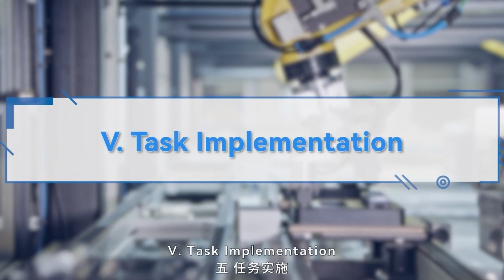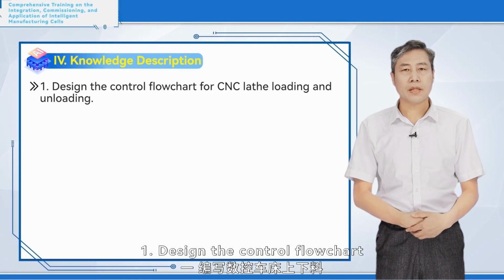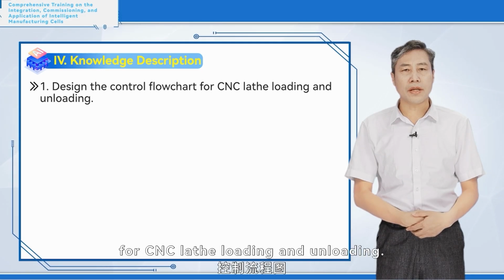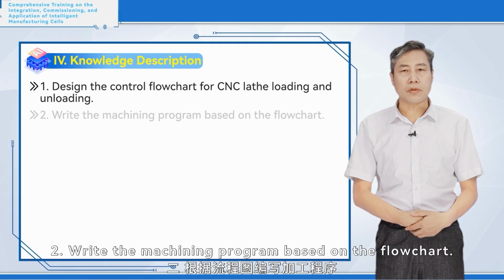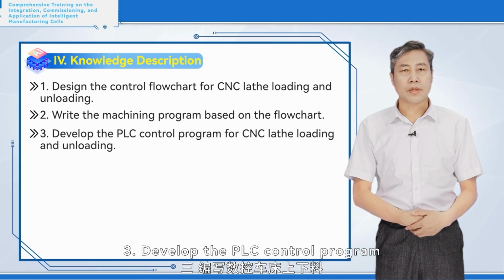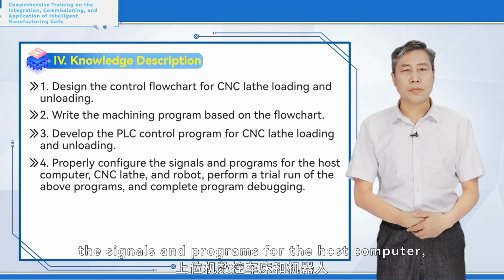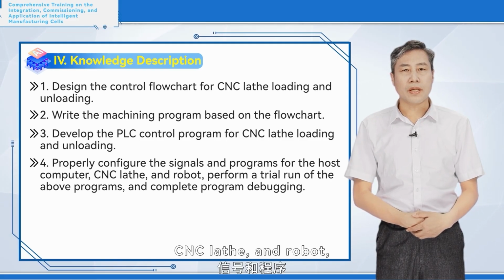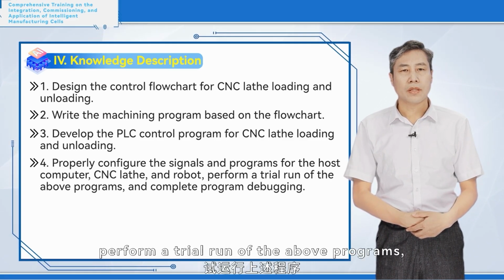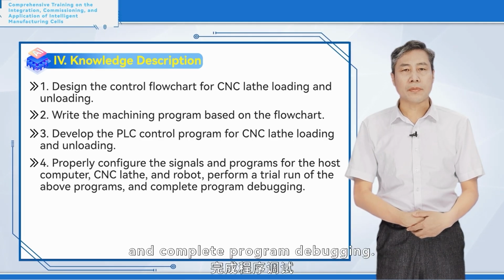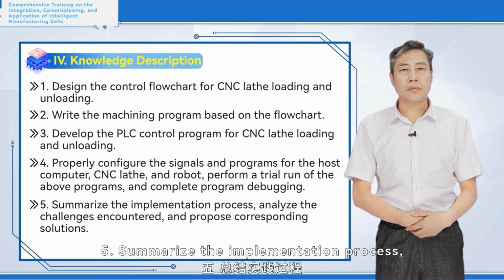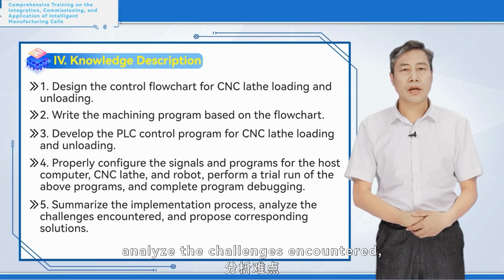5. Task implementation. 1. Design the control flowchart for CNC lathe loading and unloading. 2. Write the machining program based on the flowchart. 3. Develop the PLC control program for CNC lathe loading and unloading. 4. Properly configure the signals and programs for the host computer, CNC lathe, and robot. Perform a trial run of the above programs and complete program debugging. 5. Summarize the implementation process, analyze the challenges encountered, and propose corresponding solutions.